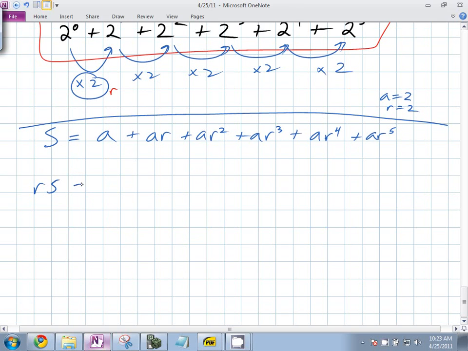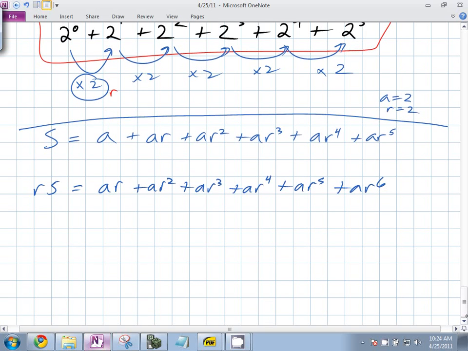So if I multiply everything by r, what does this become? a r plus a r squared plus a r to the 4th, a r to the 5th plus a r to the 6th. Are these both true statements? If I multiply the left side by a pony and the right side by a pony, I still have a true statement. Are we okay with this? Yep. You don't like my ponies?